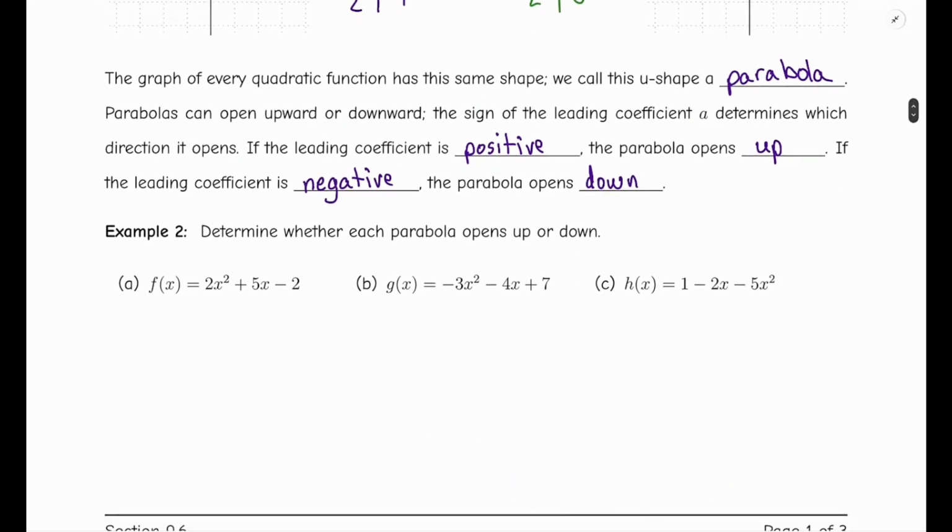Example 2. Determine whether each parabola opens up or down. So a is 2, which is positive, so it opens up. a is negative 3, which is negative, so this one opens down. Here, a is actually negative 5, so be careful. It's not always the first number. It's whichever the coefficient of x squared is. And because it's negative 5, this one opens down.